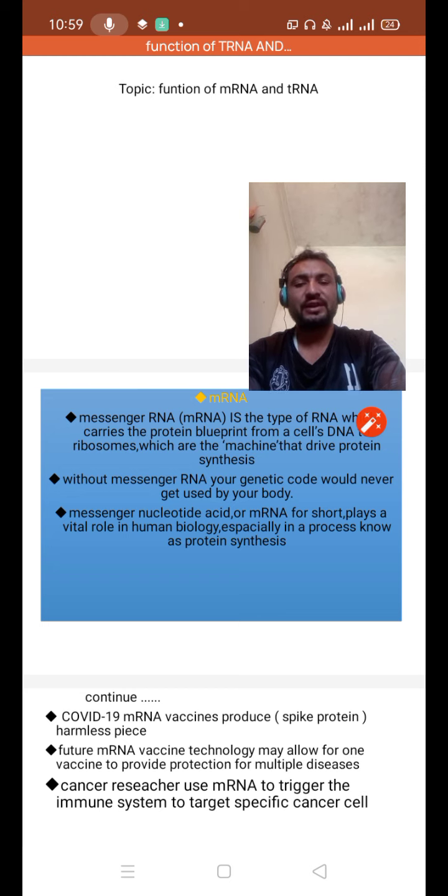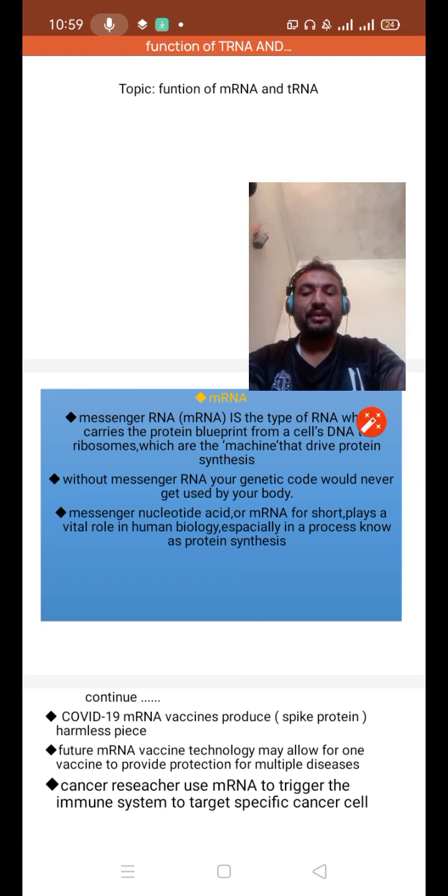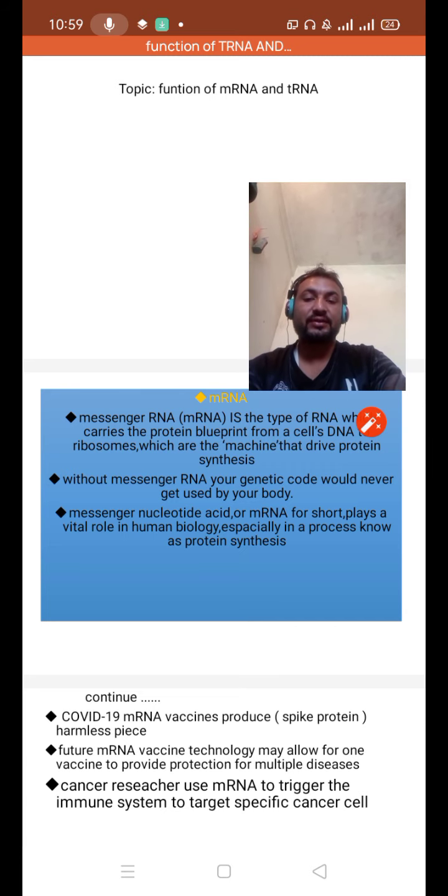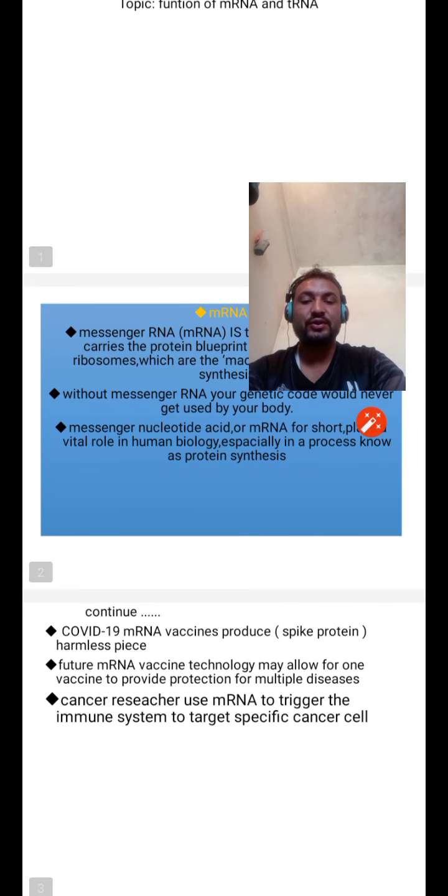Now you have to understand the function of messenger RNA and tRNA. Messenger RNA, or mRNA, plays a vital role in human biology, especially in the process of protein synthesis. Right, it helps in protein synthesis.